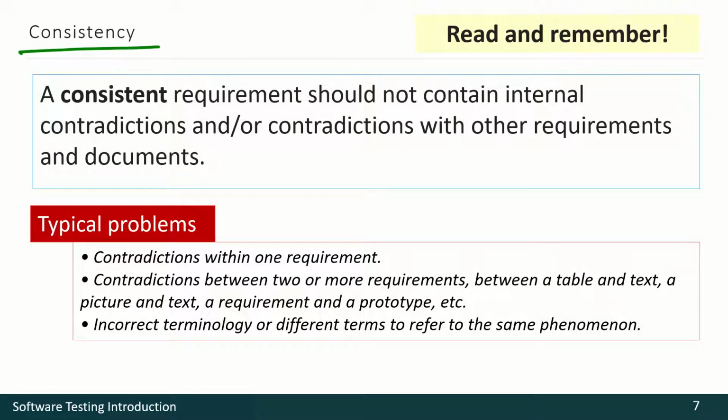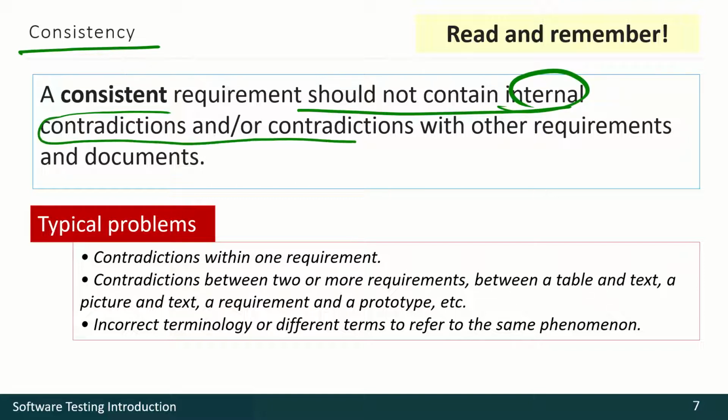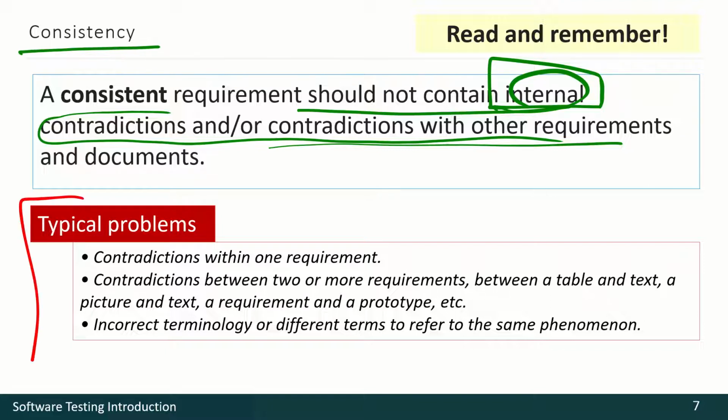The next property is consistency. A consistent requirement should not contain internal or external contradictions. With internal contradictions, something is inconsistent within the requirement itself. And with external contradictions, some requirement is inconsistent with some other requirement.